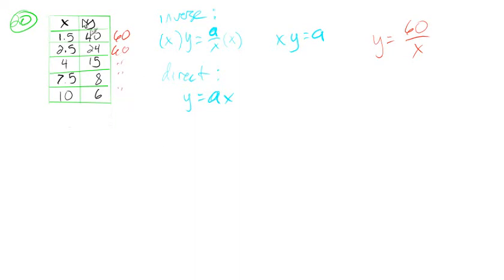So since we get 60 every single time, we have proven that we could take 60 divided by whatever x is and get whatever y is given. So this one, number 20, is inverse. Okay, let's do 21.